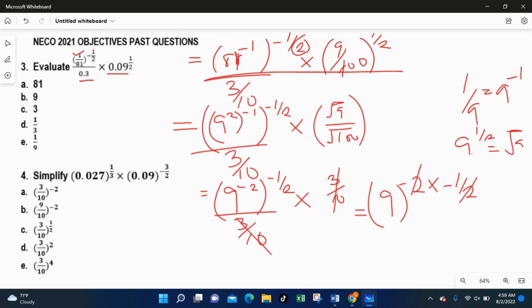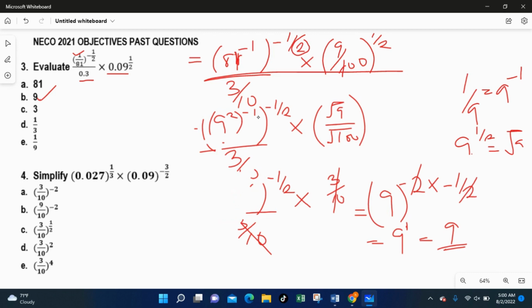Minus times minus will give us plus. So this will give us 9 raised to power 1, and 9 raised to power 1 is equal to 9. So you see, that fraction that looks like a monster has been reduced to a value, and the result is 9. So that's the solution to question number 4. Now let's look at how we can solve question number 5.